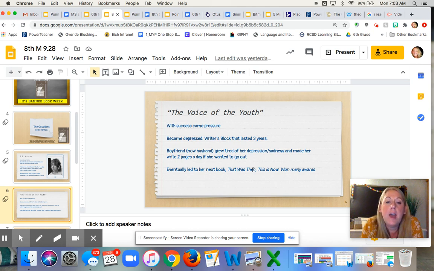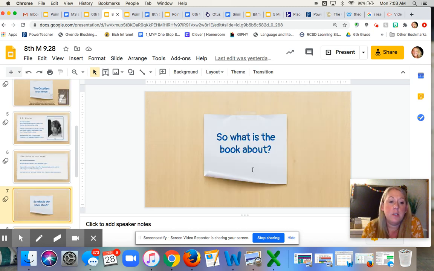So eventually, that led to her next book. That was Then, This Is Now. That book won many awards. It is really good too. I have a feeling a lot of you are going to want to read that after we finish The Outsiders. So what is the book about?